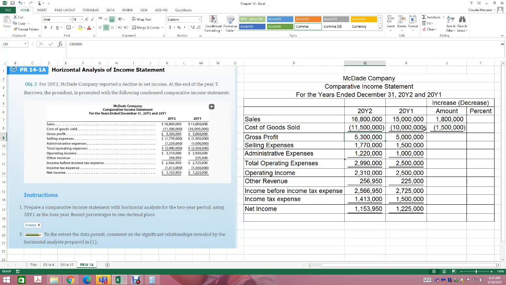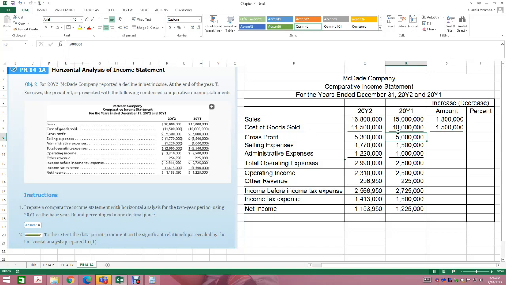So I don't have a decrease. Remember, decreases are represented by negatives. My cost of goods sold increased because we went from 10 to 11.5. So that means my cost went up. They increased. That is why it's very important that when you do your calculations, you don't include the negatives, so that we can get the correct amount.